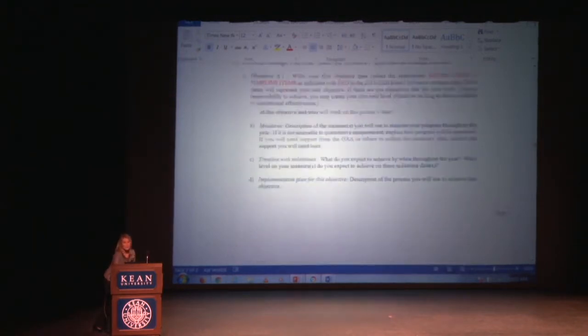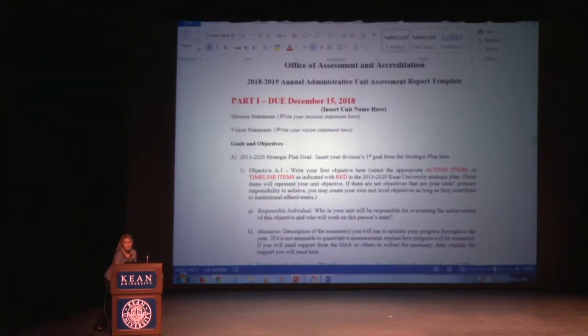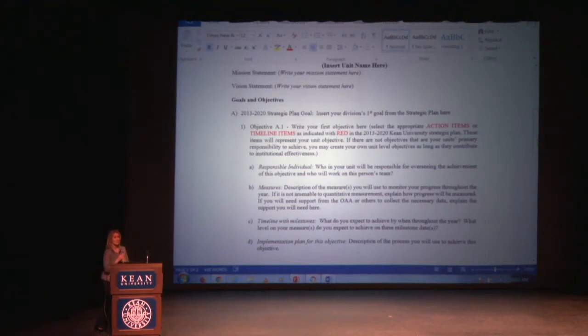So if we go back to the template, this is why I stress the importance of understanding our strategic plan. We are asking you to examine the goals and objectives of each of your administrative units and align them with the strategic plan goals.